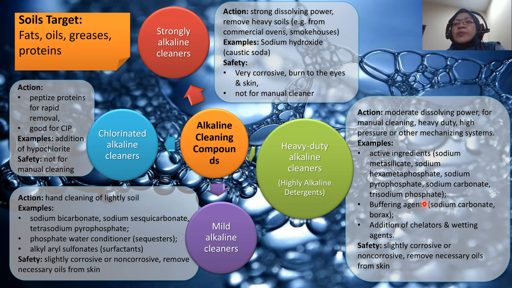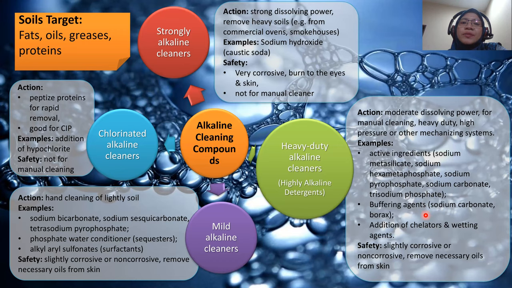I'm sorry if I pronounce them wrongly, because these terms are quite rare and not often used. All right, it's quite complicated, a mystery term, chemistry term.